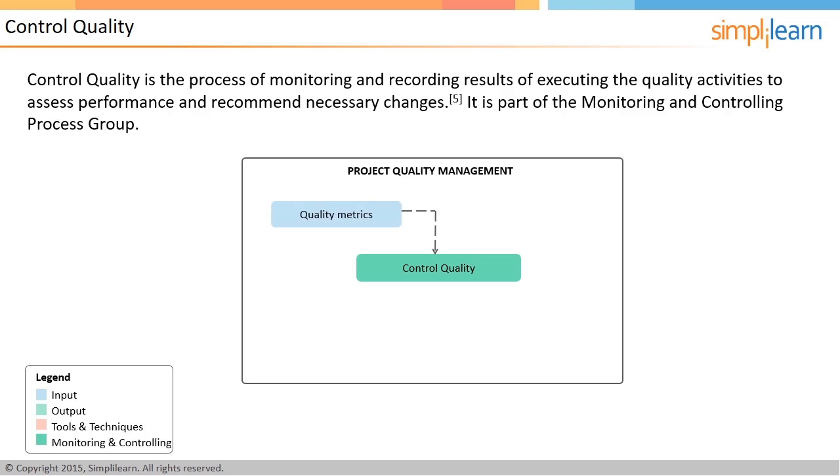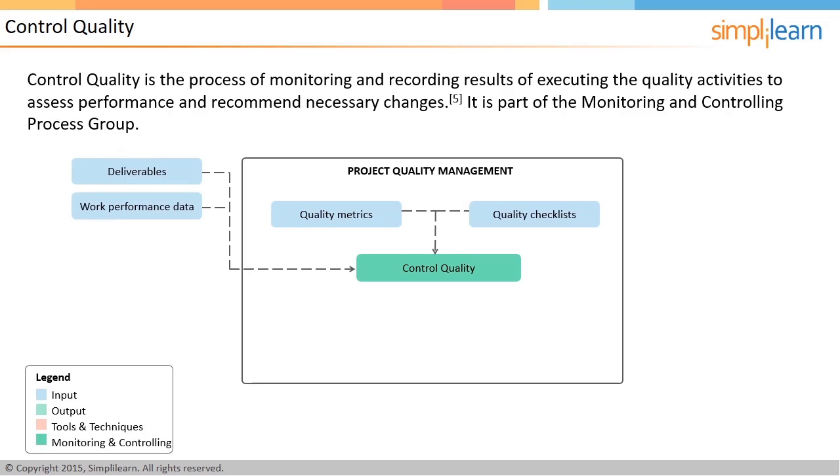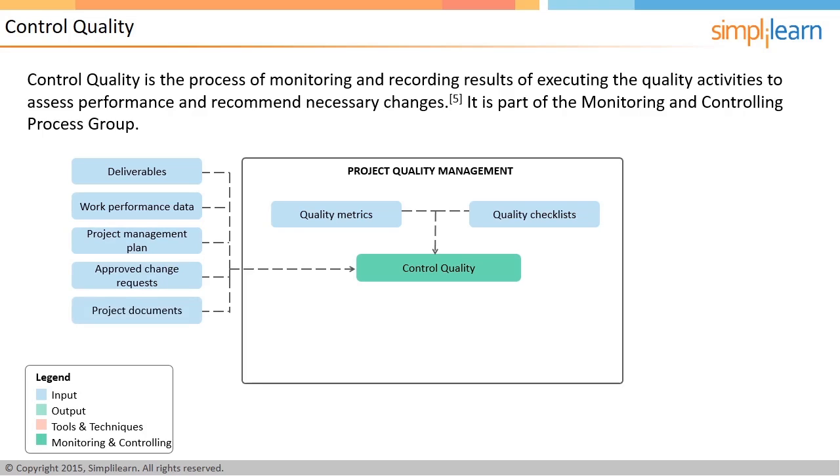The quality metrics measurements are done continuously to see whether the project quality is improving. The project deliverables are inspected against the planned checklists. Quality control acts upon the deliverables and work performance data produced in execution. It also refers to the project management plan for understanding deviations from the plan. It also considers the approved change requests, information from other project documents, and organizational process assets.